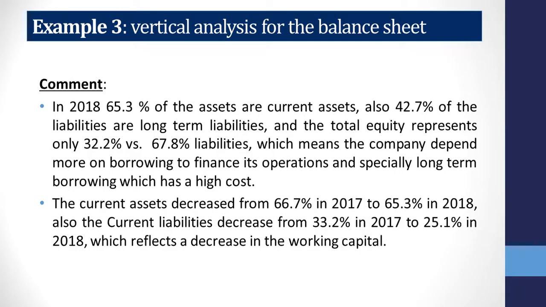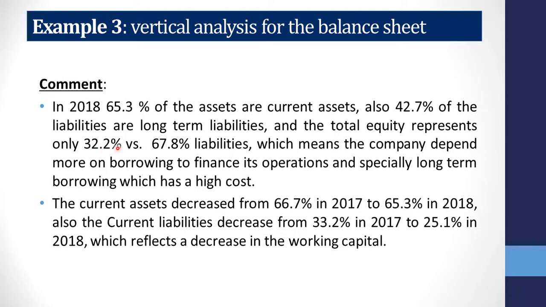We can comment on these figures and say that in 2018, 65.3% of the assets are current assets. This means that the company doesn't suffer from a liquidity issue because the current assets are more than the fixed assets. So the liquidity levels are okay. Also, 42.7% of the liabilities are long-term liabilities. So the company depends more on long-term liabilities rather than short-term liabilities. And the total equity represents only 32.2% versus 67.8% liabilities.